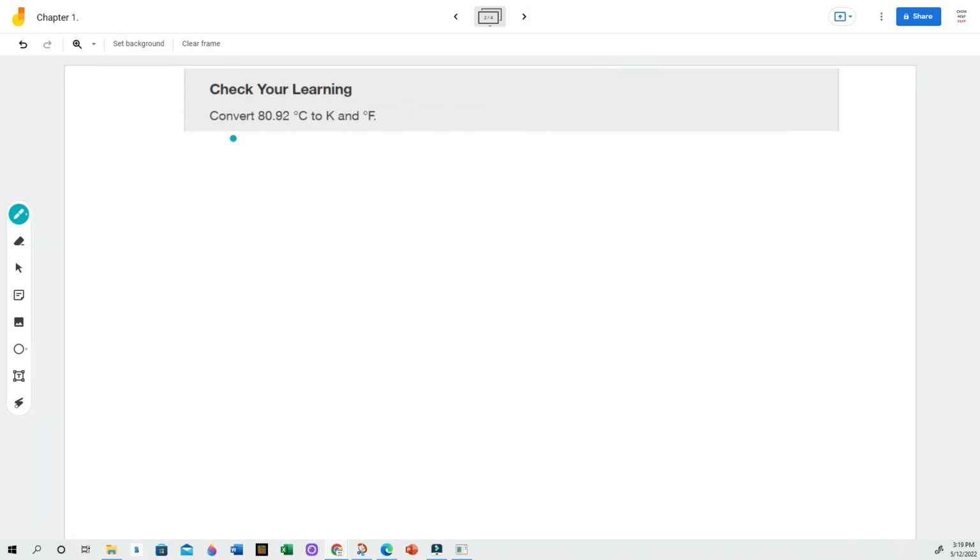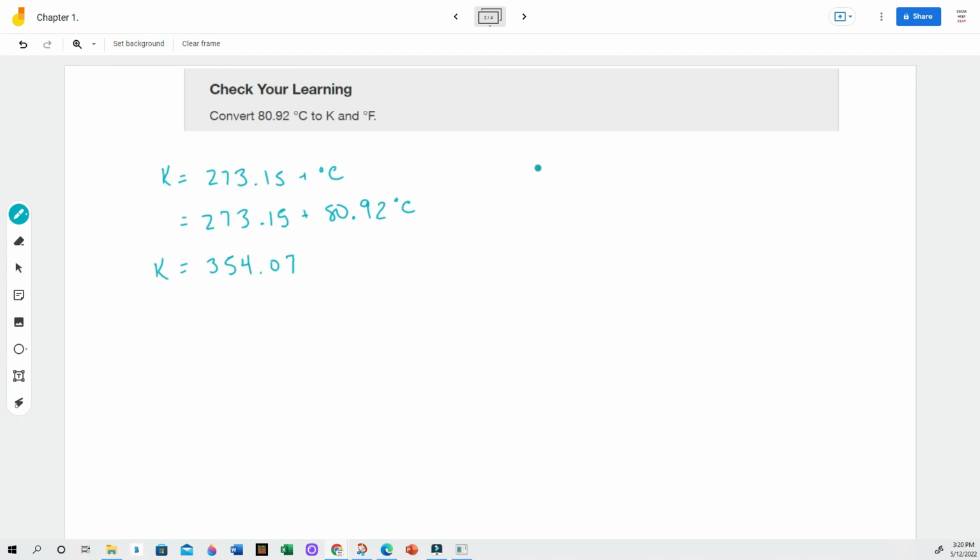Now for the check your learning. We are going to convert 80.92 Celsius to Kelvin and Fahrenheit again. So starting with Kelvin, we are going to take 273.15 and we're going to add our degrees Celsius. So let's put in our degrees Celsius. That is 80.92. And so our Kelvin is going to be 354.07. All right, so notice we're doing addition. So I'm looking at decimal places. Each of these have 2 decimal places, so my answer also has 2 decimal places.